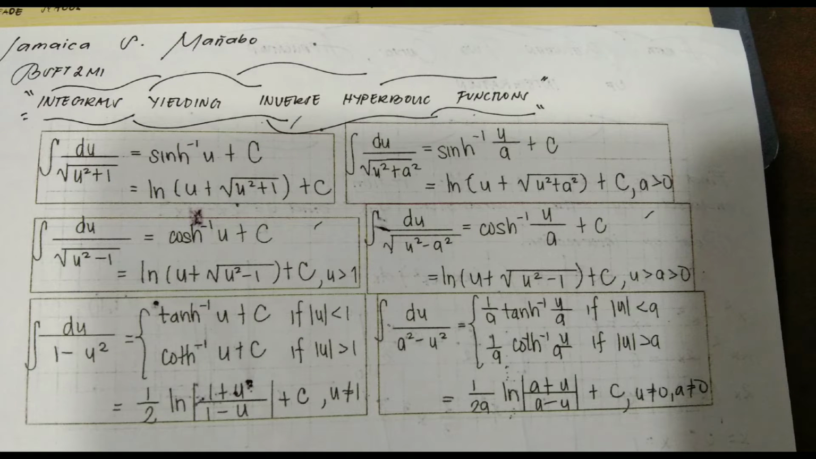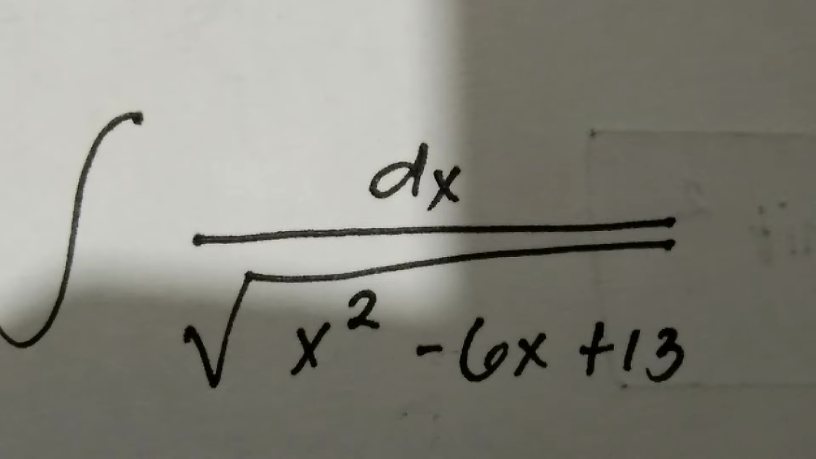So let's go. These are some of the formulas that we can use in our chosen problem. We're going to solve for integrals yielding inverse hyperbolic functions. From the title itself, it means if we integrate an integral, the answer will be an inverse hyperbolic function. For us to illustrate the formulas for integrals yielding inverse hyperbolic functions, let's solve an example. We have here the integral of dx over square root of x squared minus 6x plus 13.